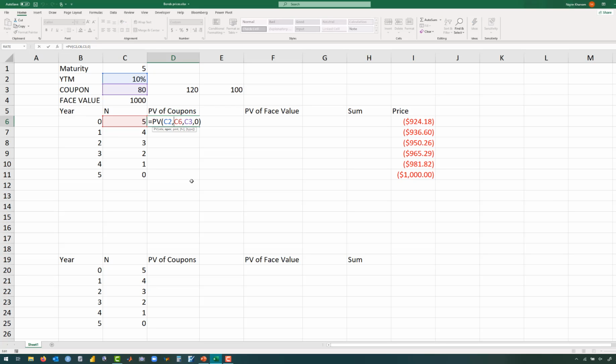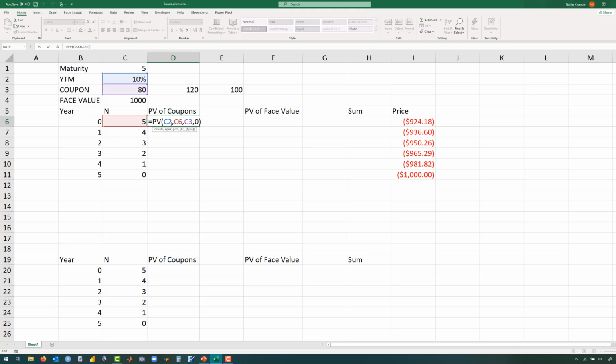So it looks like the value in year 0, or right now with 5 coupon payments remaining, the coupon payments are worth $303 in today's dollars. I'll do the same for the next year.